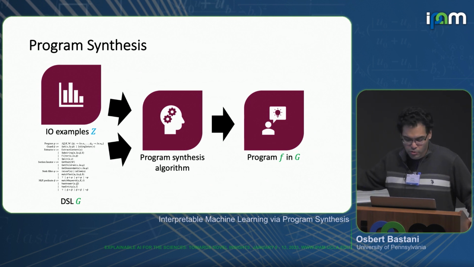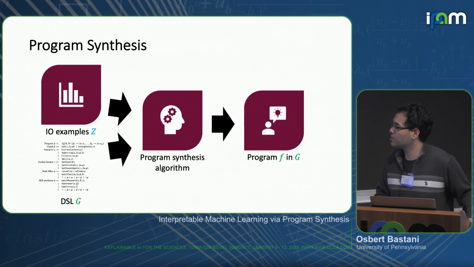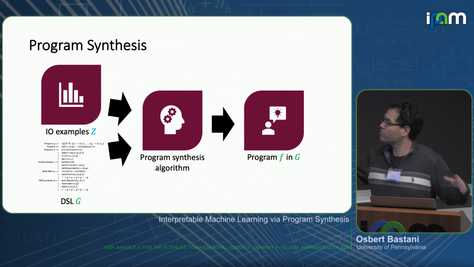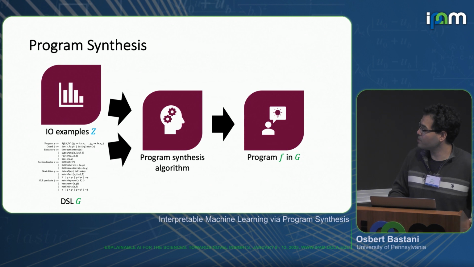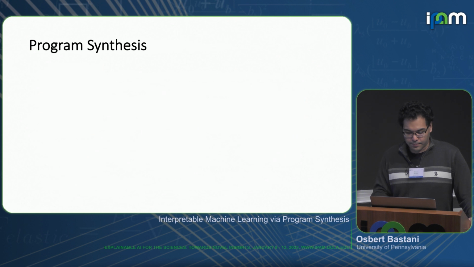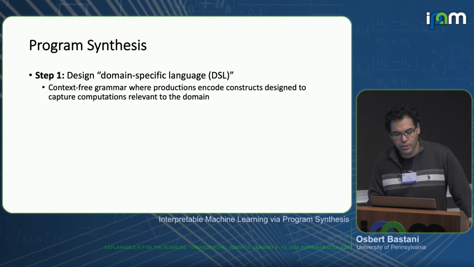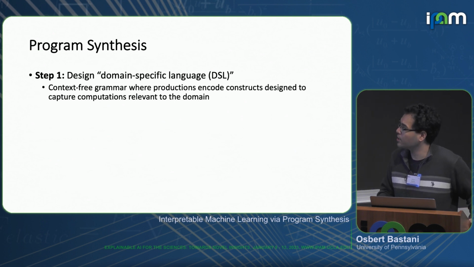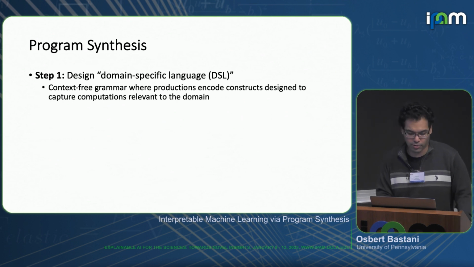And then once you have these two, you feed them to a program synthesis algorithm, which is basically the same as a machine learning algorithm. It performs some kind of search over the space of programs to find one that best fits the data. And then finally, it'll output that program. So the space of programs is determined by this domain-specific language, or DSL, called G. And it's really the first step, this design of the domain-specific language, that gives us the flexibility to design the model family.